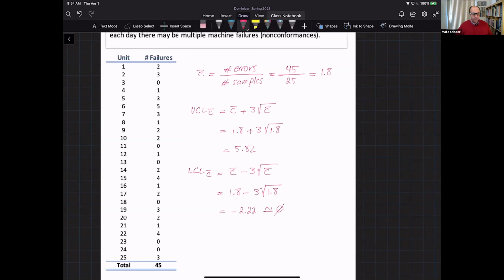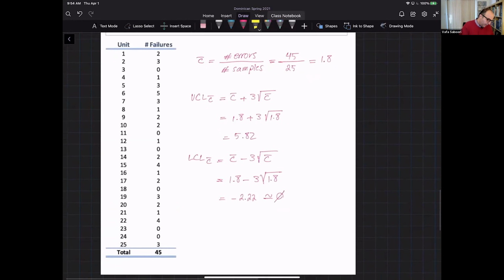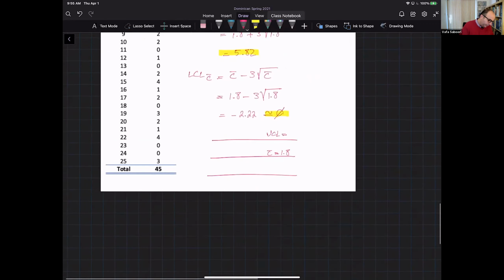Again, we don't have negative count. Same way that we didn't have negative proportion, we don't have negative count, okay? So that's it. I calculated my C bar, which is the value in the middle. I calculated my UCL and I calculated my LCL. Therefore, I have my control chart. So I built my control chart. My C bar here is 1.8. My UCL is 5.82. And my LCL is 0. Okay. So far, so good.